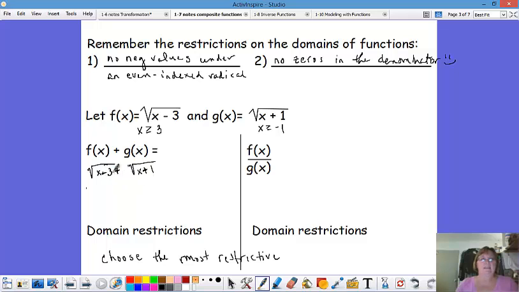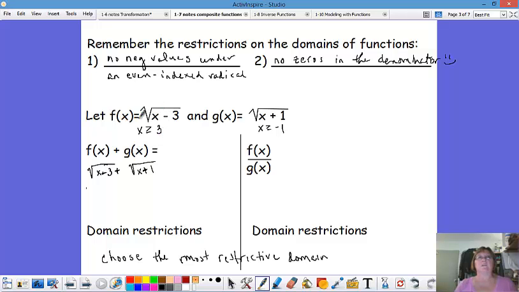And if we're adding these two, then what we have to do is choose the most restrictive domain of the two that are there. And this one, x greater than or equal to -1, so I'm going to look here first. Greater than or equal to -1 would mean we can use values -1, 0, 1, 2, 3. This one would say, no, you can't go those low numbers because they won't work here.